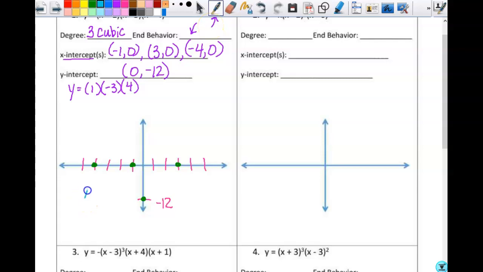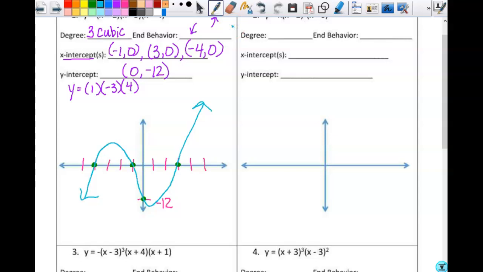I start down here, go up. I don't know how far. I'm going to go down through this 0. I'm going to go through that negative 12, and then I'm going to come back up here, and I keep on going to infinity. When you're done, you make sure that your end behavior, which is down, up, matches the end behavior right here. Okay?